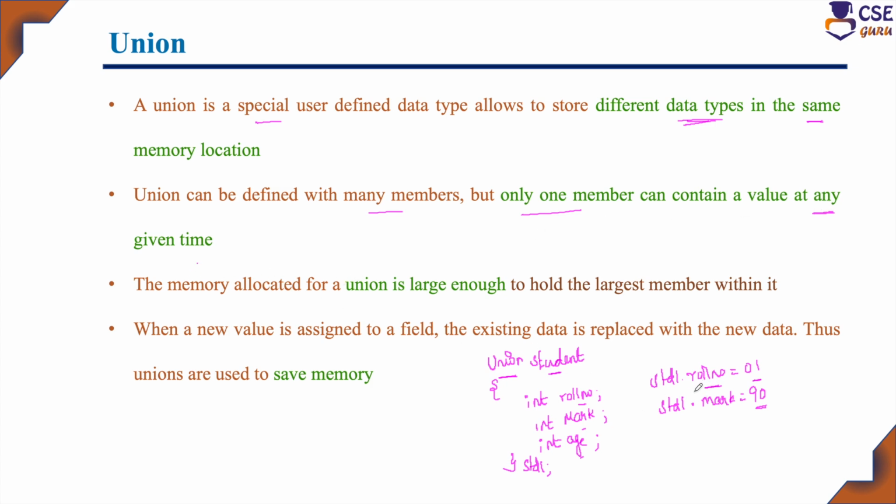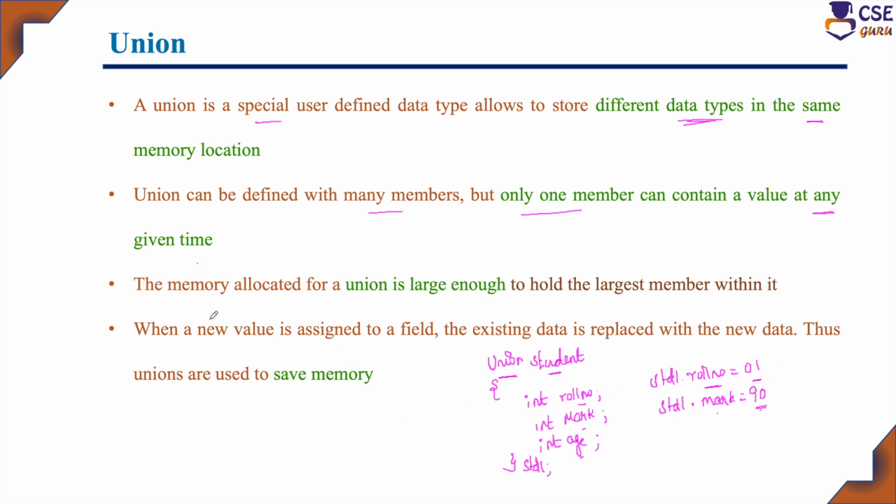If you update roll number first and ask to print roll number, it will print the roll number value. Suppose you update with mark, the value will be changed to mark. The roll number value will be replaced. This is the old data, so it will be replaced with the new data. So any one member only can hold the data at a time. All the members cannot hold the data.